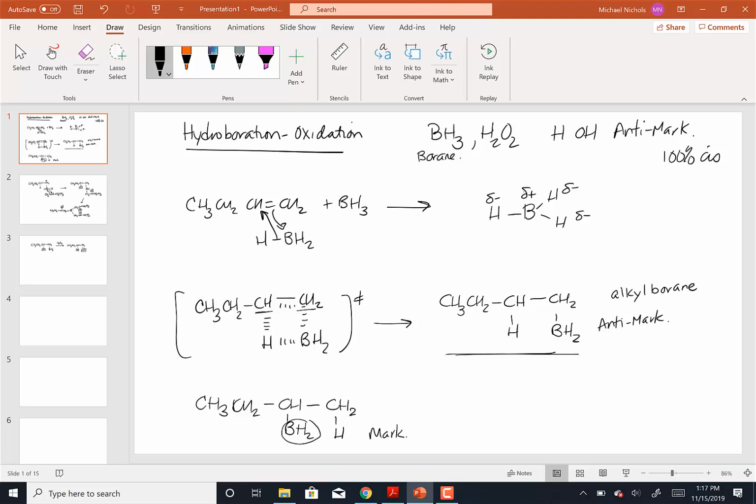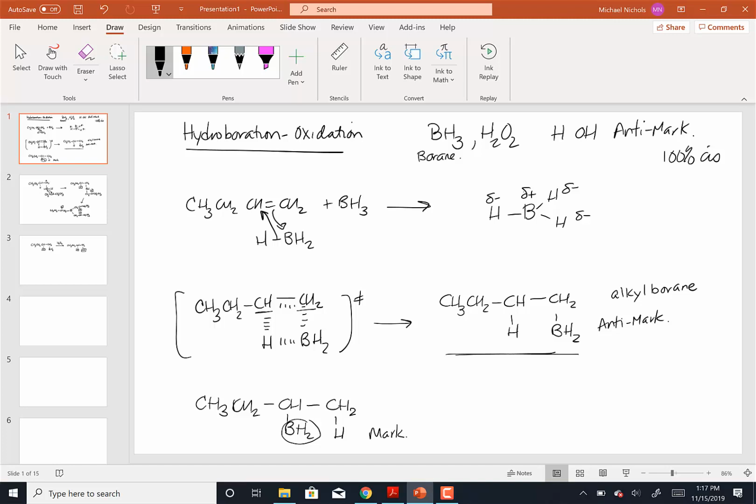Markovnikov's rule was we add the H to the carbon with the most hydrogens. In this case, that's the opposite of that. That's why it's anti-Markovnikov. The 100% cis comes because of the square transition state.